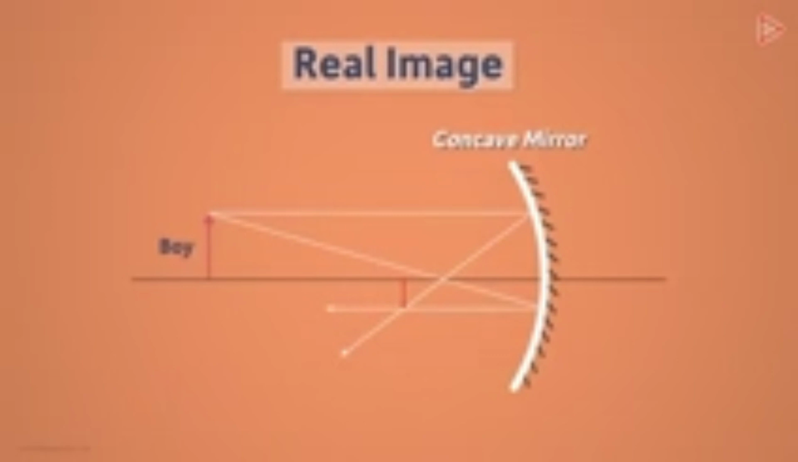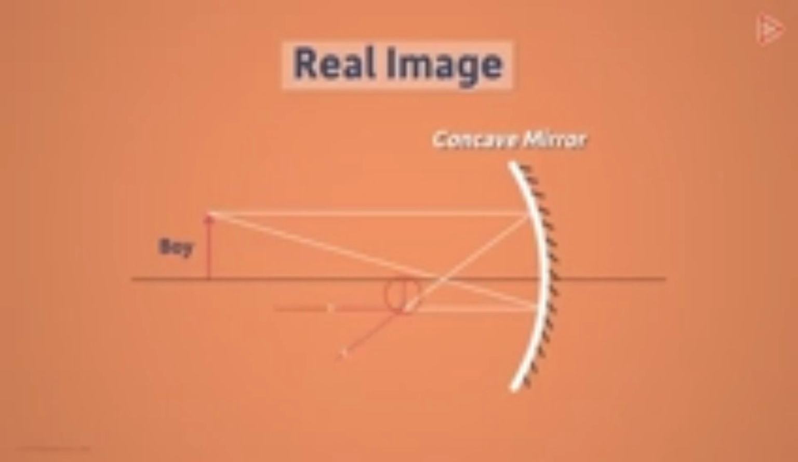One important thing we need to know is that real images formed by concave mirrors are always inverted. We will learn more about this in the future videos. You see that in this case, the image is formed on the same side of the mirror as the object is. Real images are always formed on the same side as that of the object, and light rays do reach this position.